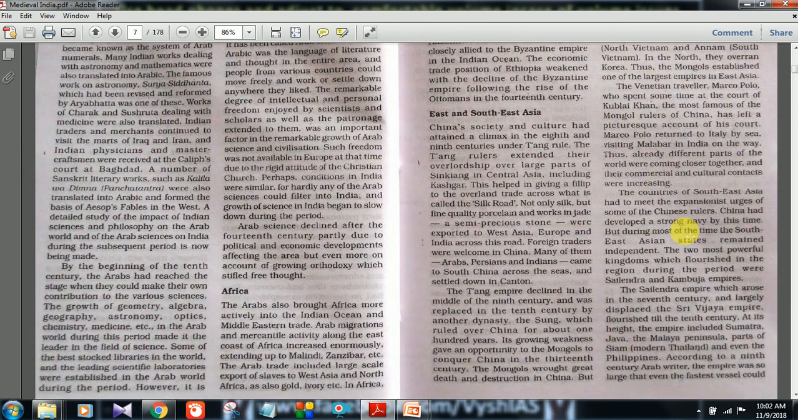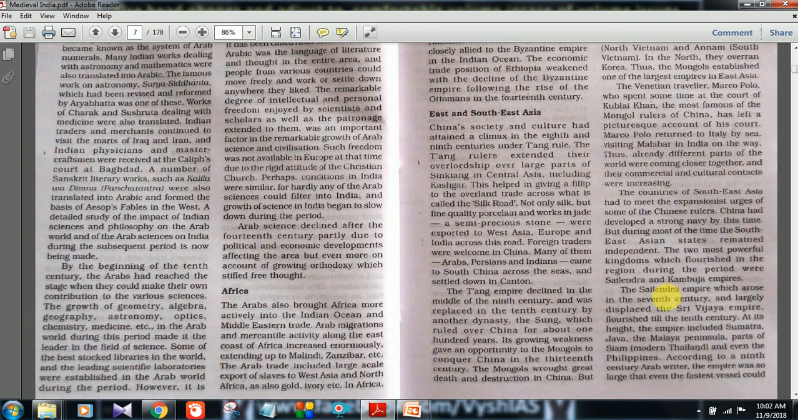The countries of Southeast Asia had to meet the expansionist urges of some of the Chinese rulers. Okay, so that time China had these expansion policies and all. So China had developed a strong navy by this time. But during most of the time, the Southeast Asian states remained independent. Two most powerful kingdoms which flourished in the region during the period were the Sailendra and Kamboja Empire. Okay, this Kamboja is actually the Cambodia which we have now.